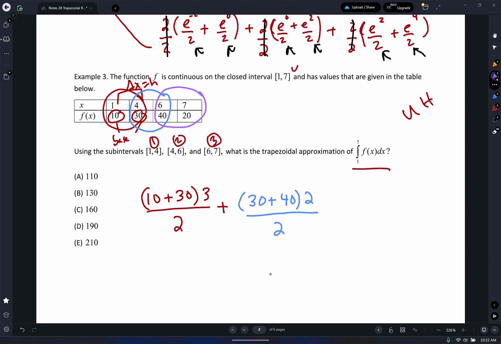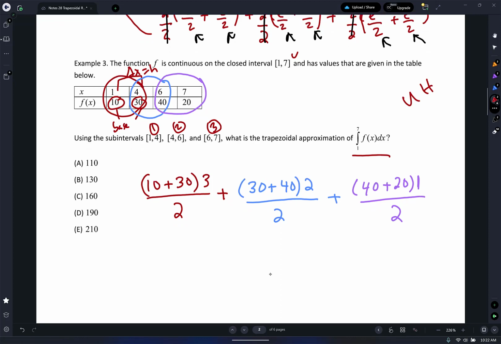And let me change my color now. Plus. Now I'm doing it in purple or light purple. Base 1, 40 plus base 2 is 20. What's my height? 1. And I'm dividing by 2. More than likely, it'll be a calculator problem, but just in case, if the numbers are nice enough, it'll be a non-calculator question. So let's see.